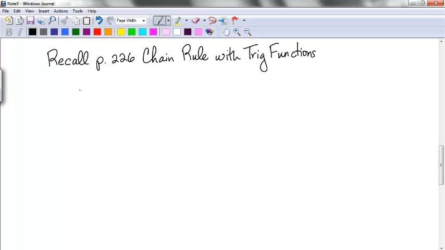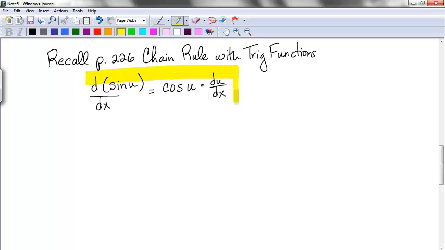So you need to go back and review the derivative of sine of u, and that u represented a quantity with respect to x. The derivative of sine was cosine of u, u is the angle, and then it was times the derivative of the angle. That was one formula. That was the one for sine.